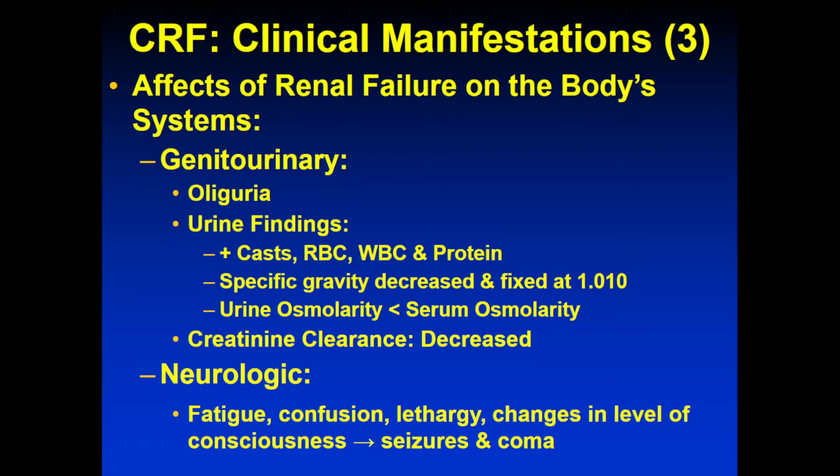Effects of renal failure on the body systems: genitourinary with oliguria, with the changes in urinalysis, with the appearance of casts, erythrocytes, leukocytes, and protein, the decreased specific gravity fixed at the level of 1010 or below 1010. And urine osmolarity is less than serum osmolarity. And creatinine clearance is decreased.